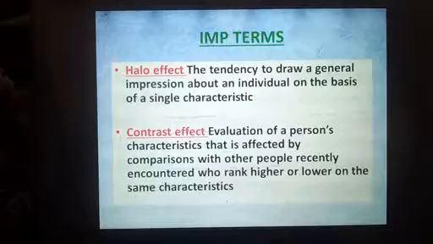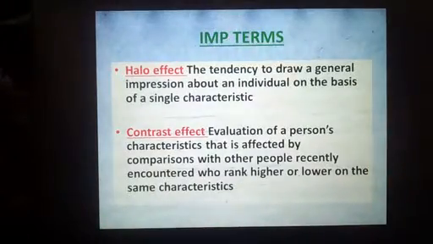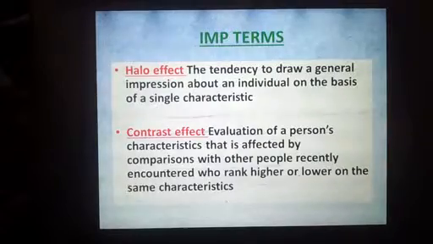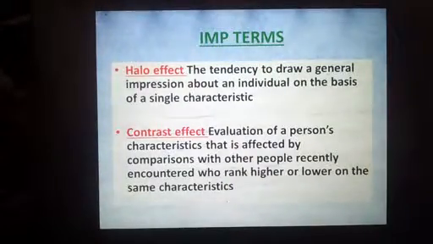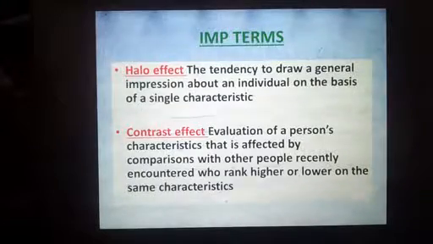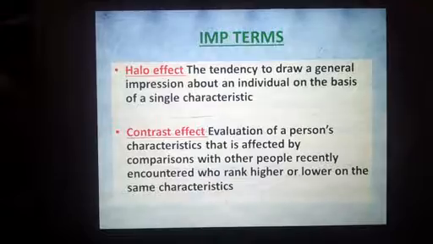Let's start. Today, first we are going to see some of the most important topics regularly asked in most of the competitive exams. What are those? First, we have halo effect. The tendency to draw a general impression about an individual on the basis of a single characteristic is known as halo effect. A simple one, but important one.